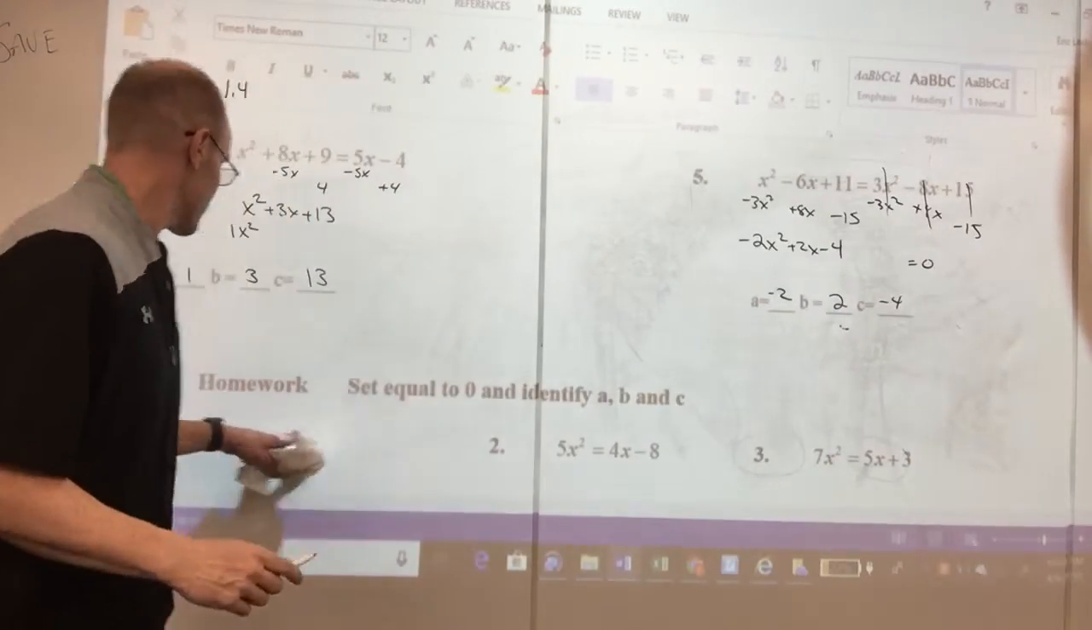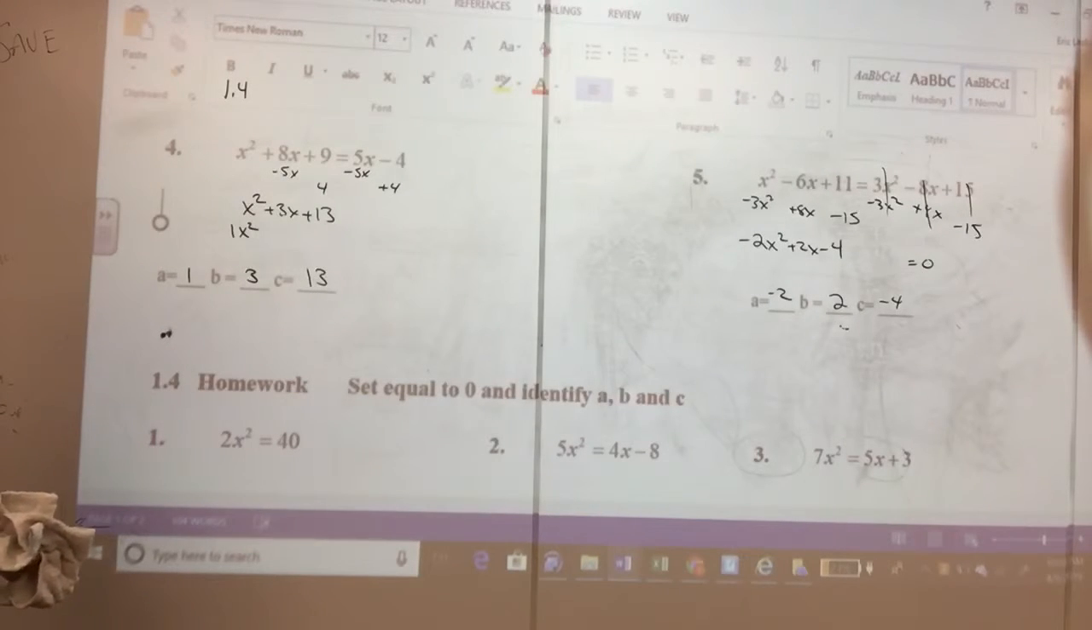All right, if you want, you'll see below you have 1.4 homework. Go ahead and solve those, or not solve them, but set them equal to 0.